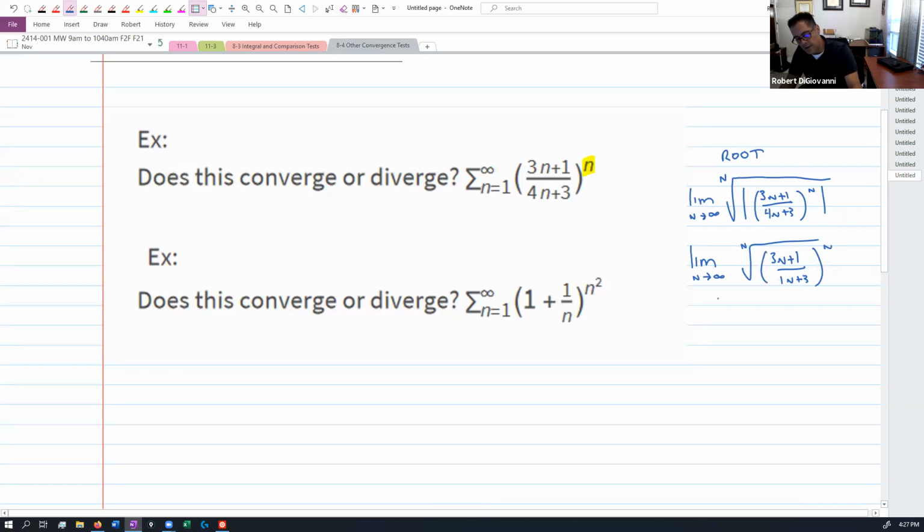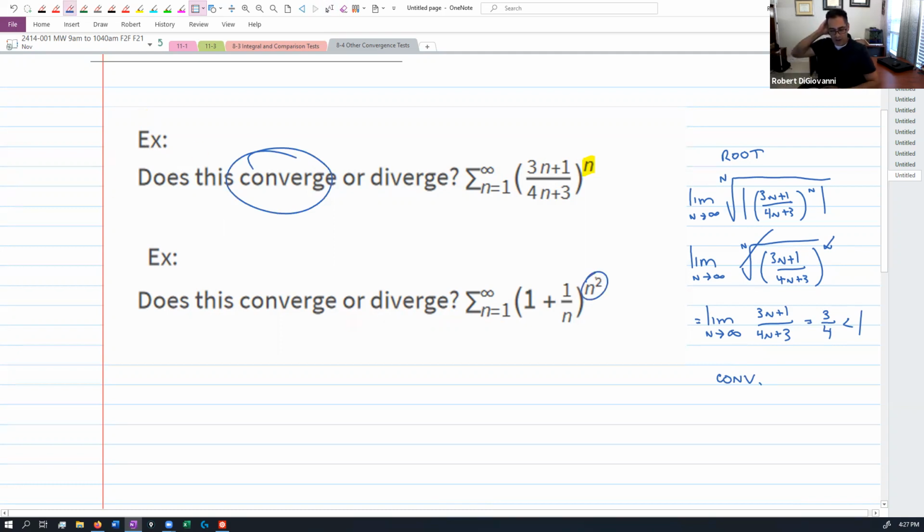And the whole thing that's great about the nth root test is that if you have a power of n, you're going to take the nth root. So the nth root and the n go away. So you just get 3n plus 1 over 4n plus 3. And if you do L'Hopital one time, you'll get 3/4, which is less than 1, which means you have convergence. So this one converges.